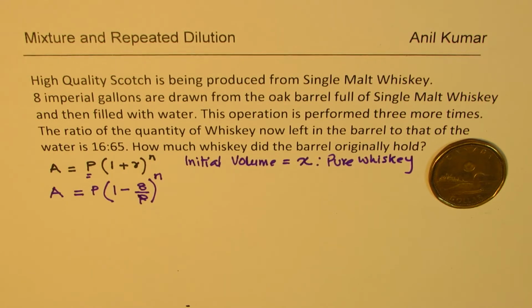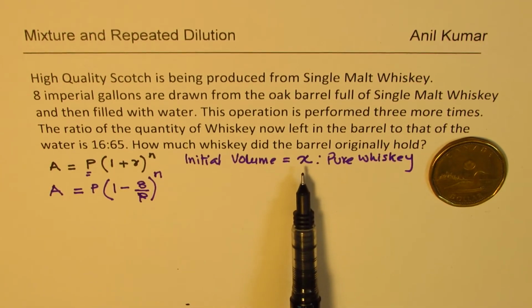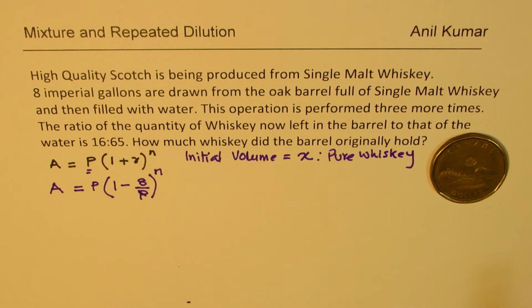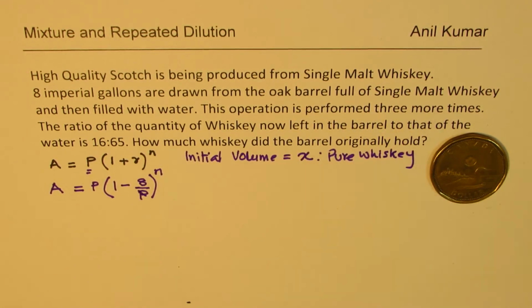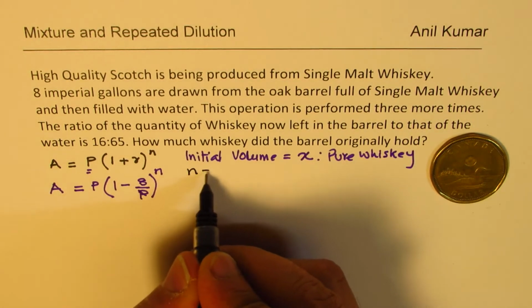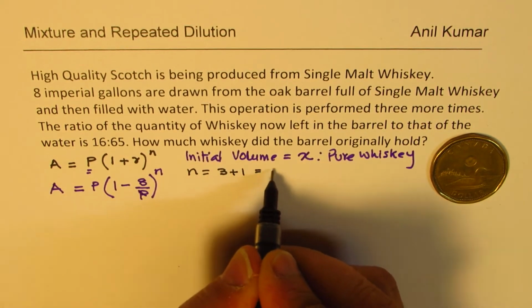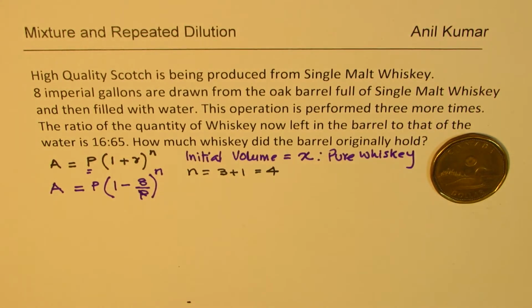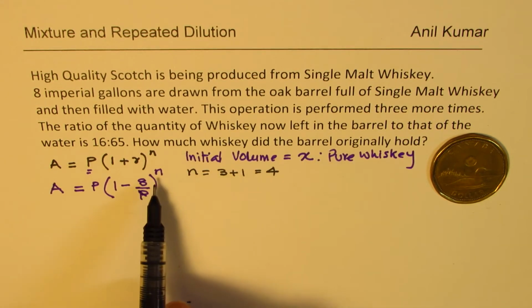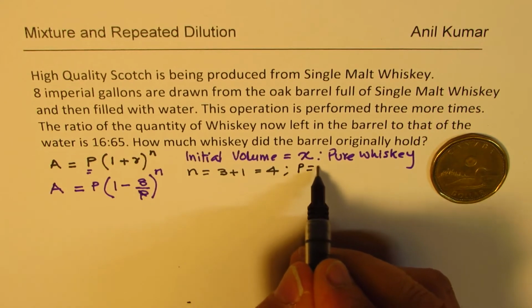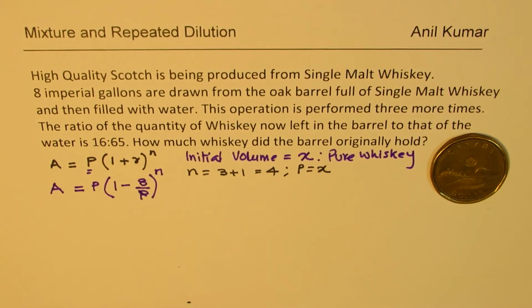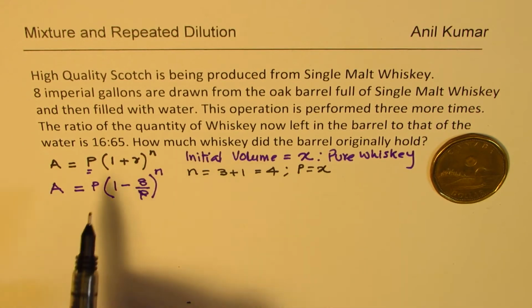Perfect. So in our case, the value of P is X, which we need to figure out. Now, we are given that this operation is performed 3 more times. That means the value of N is 3 plus 1, which is 4. Once you did it, thrice you again did it, so 3 more times. So the value of N is 4. We have already figured out we started with P, the initial pure value X.